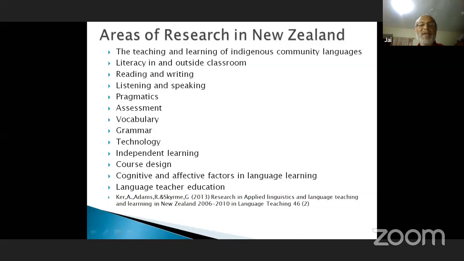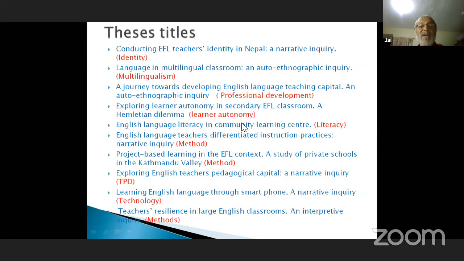So now you can compare our small research, our small sample of 28, and then the Cairo sample, and the research that was carried out in New Zealand from 2006 to 2010 in terms of language teaching. These are the titles of the researchers. I have not written the names of the researchers for anonymity, and I have not told you the university where these were conducted. So this is the list.